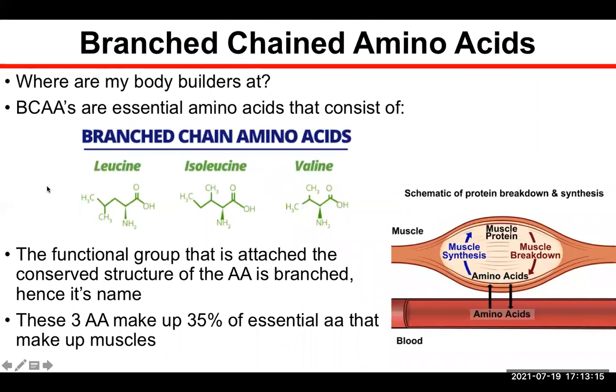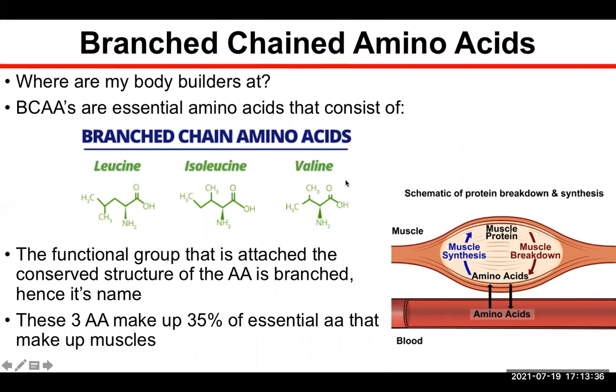So where are my bodybuilders at? I know you guys always take this stuff. So branched-chain amino acids. So what are these? So branched-chain amino acids are also a type of an essential amino acid. And there's 3 of them in total, and they are leucine, isoleucine, and valine.